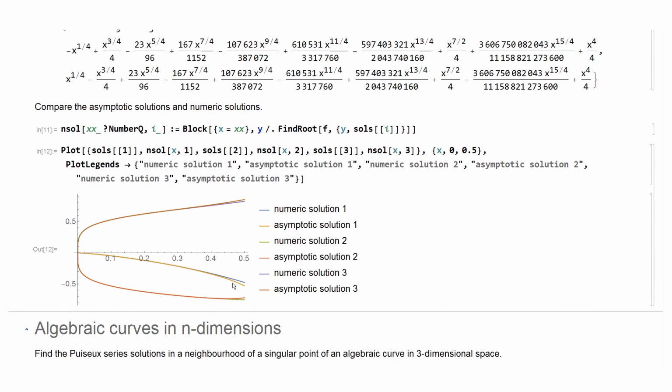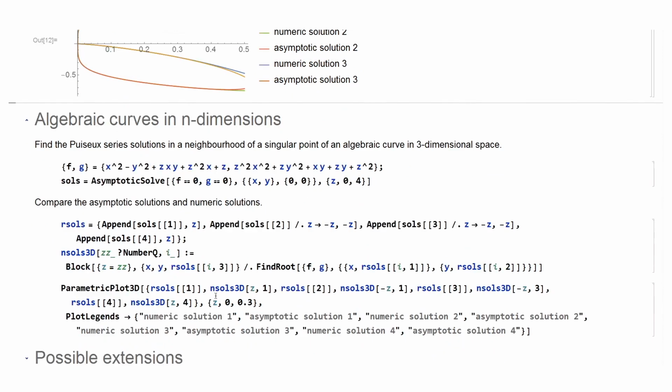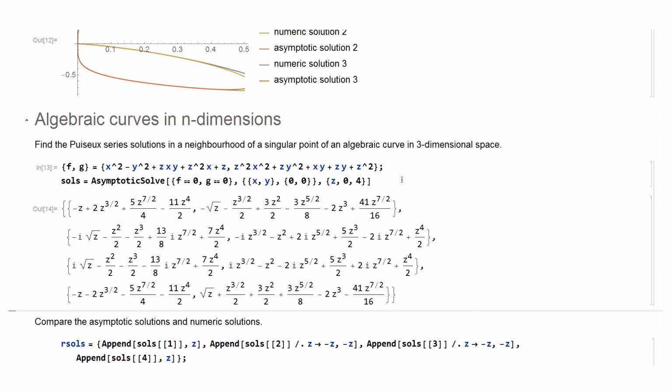So the next case, the next level of difficulty, is algebraic curves in n dimensions. So we have n variables, n-1 equations, and we want to get solutions for all variables except one in terms of the first variable. So here we are looking for solutions for x and y in terms of the variable z. And here they are. Again, this was a singular point. We got Puiseux series. But in this case, also, the Puiseux series is the worst we can get. We always will get solutions with fractional powers.